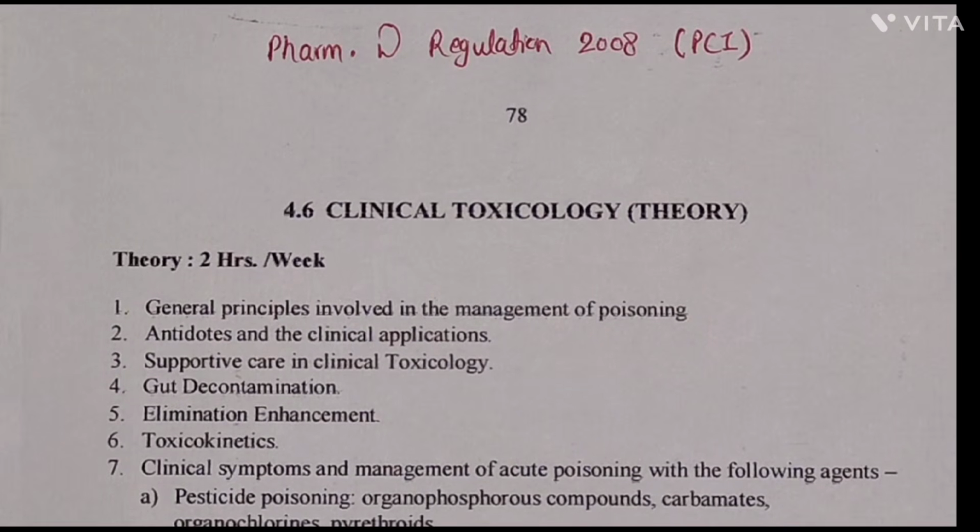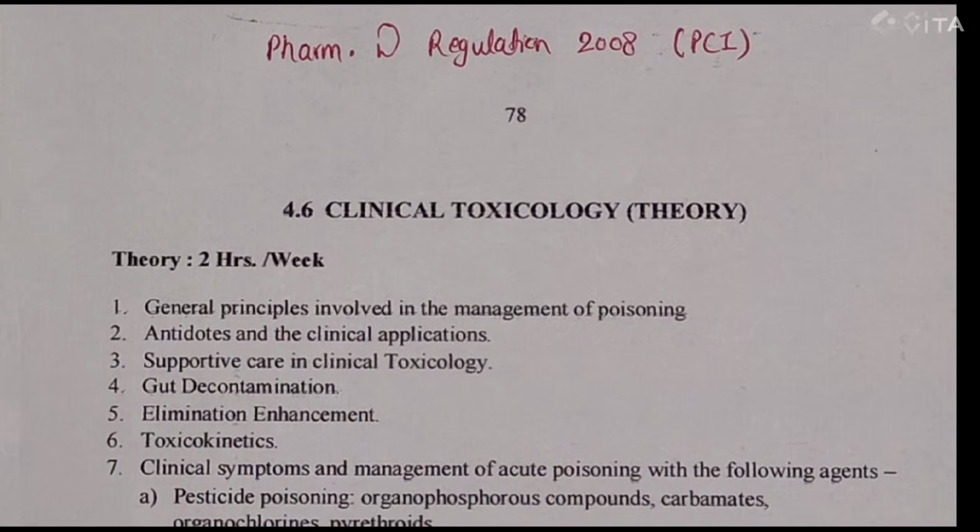Then in the fifth chapter we are going to discuss elimination enhancement. Elimination enhancement is about what happens once the toxins, the toxic compounds or the poisons, are absorbed and reach our systemic circulation, and then how we are going to eliminate them from our body. This particular chapter will be focused on that.